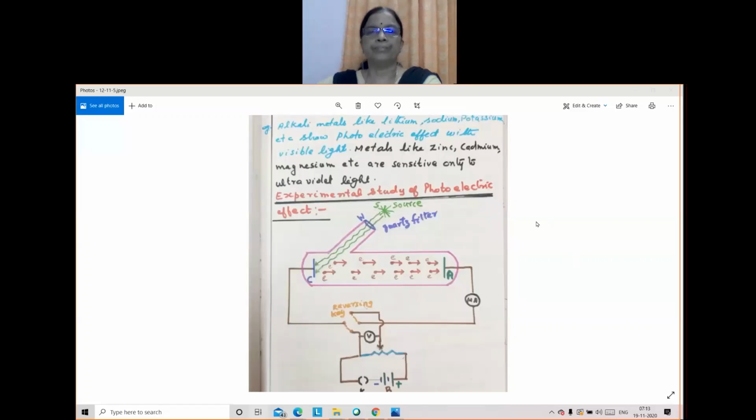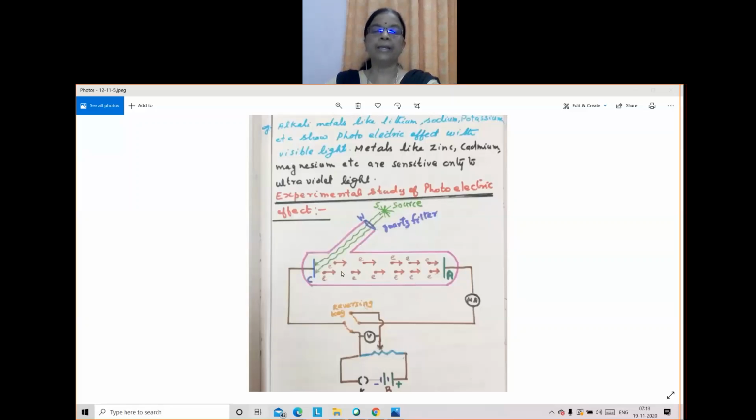Okay. So, what is photoelectric effect? When light of suitable frequency is incident on a metal surface, electrons are ejected. Understand? That phenomenon is known as photoelectric effect. These electrons are called photoelectrons. Why are they called photoelectrons? When light is incident, light means photon. When light is incident on a metal surface, electrons are ejected. That's why they are called photoelectrons.